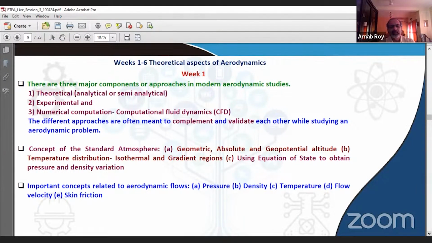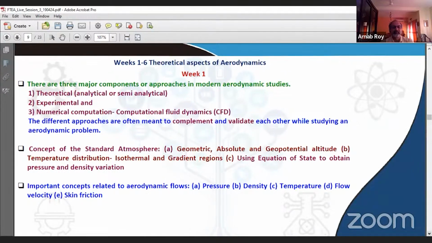Then we learned a little bit about the standard atmosphere, the different kinds of altitudes: geometric, absolute, geopotential altitudes. How do you define them? How do they compare with each other? And then the very important and interesting temperature distribution model through the atmosphere, approximately to an altitude of about 100 kilometers from the Earth's surface. We saw that there are isothermal and gradient regions, and we saw how the equation of state can be used to obtain pressure and density variation.